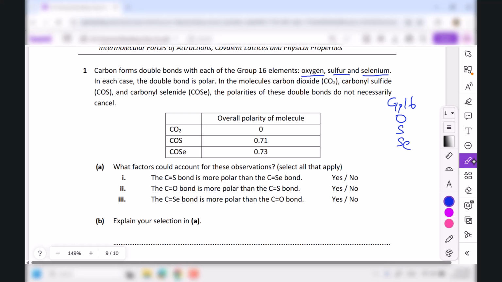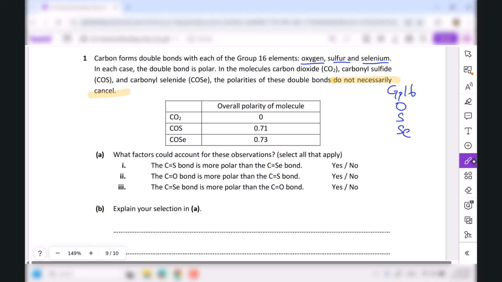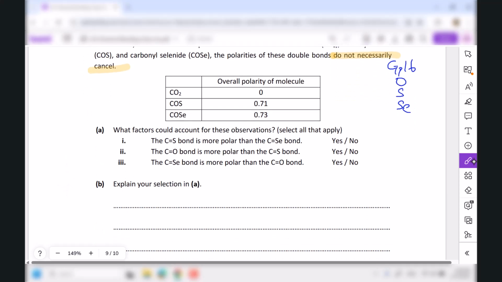The double bond is polar. Okay, so the molecules CO2, COS, and carbonyl selenide, the polarities of these double bonds do not necessarily cancel. So this statement looks a bit weird. Do not necessarily cancel. So that means that we have to examine, number one, the shape. Okay, so you were told that they contain CO2, you know that it's linear because period 2, oxygen group 16, try to draw a dot and cross, it can only take on the linear geometry.